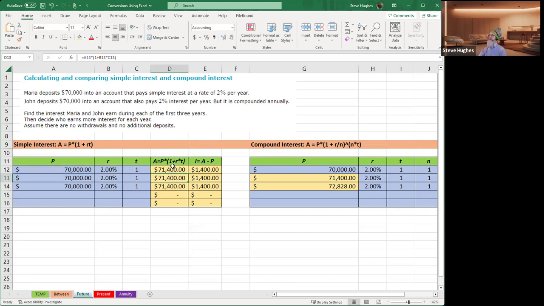Next, I'm calculating interest. Interest is the future value minus the present value, every time. A minus P. Just click on the cells. So the first year, 1,400. Notice simple interest is only computed on the principal, so every year it stays exactly the same.